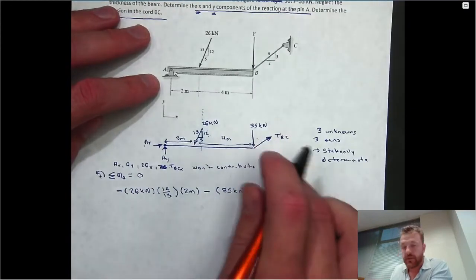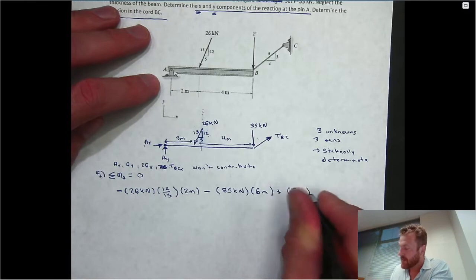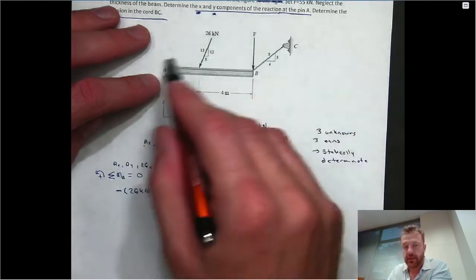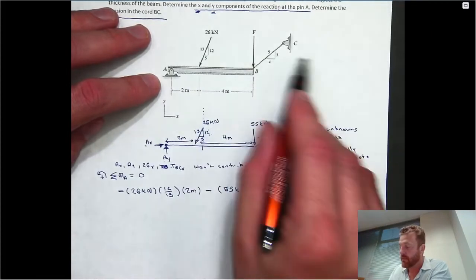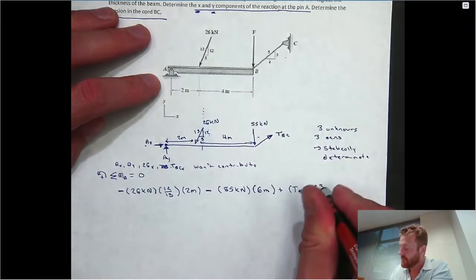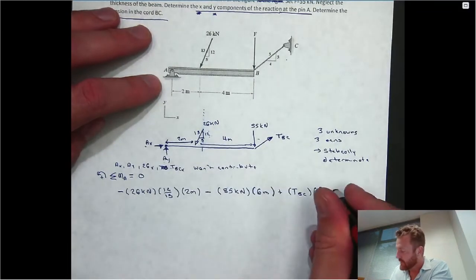And we need to decompose TBC into its y component, so that'll just be TBC. And using the same geometric technique that we did to decompose the 26 kilonewton force, the y component will simply be 3/5. And then the perpendicular distance in this case will also be 6.